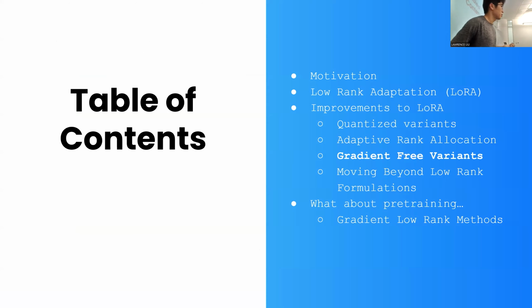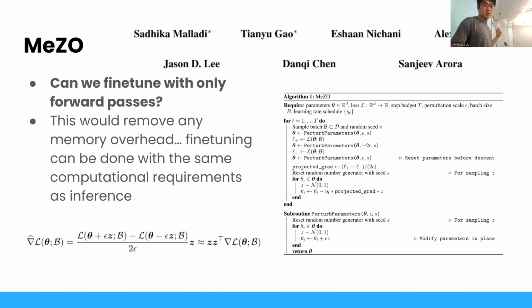Okay, so the problem is that we still have the overhead of actually holding the optimizer states for the low rank adapters, which for the purposes previously we've assumed to be negligible. However, the question is, can we reduce this further? So this is what this MeZO paper does. And what they ask is basically, can we fine tune with only forward passes? So what this would mean is that our memory overhead would be just the same as inference.